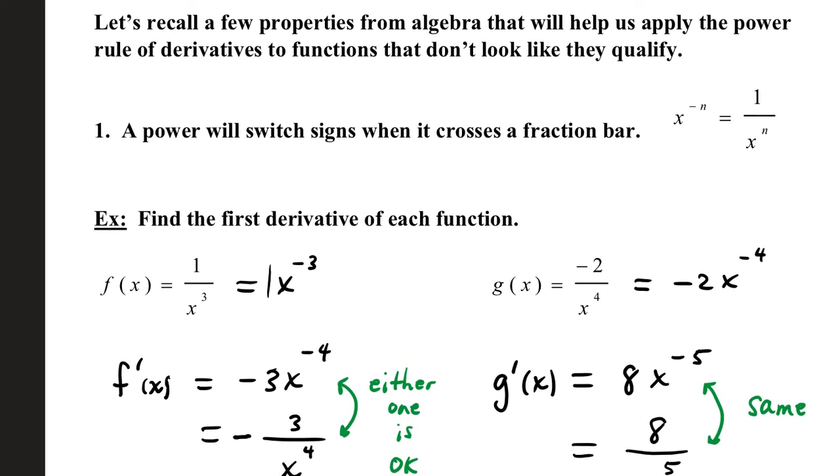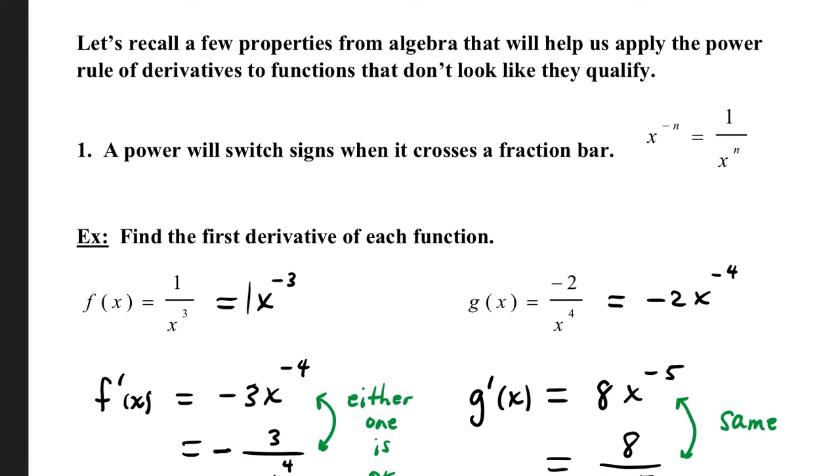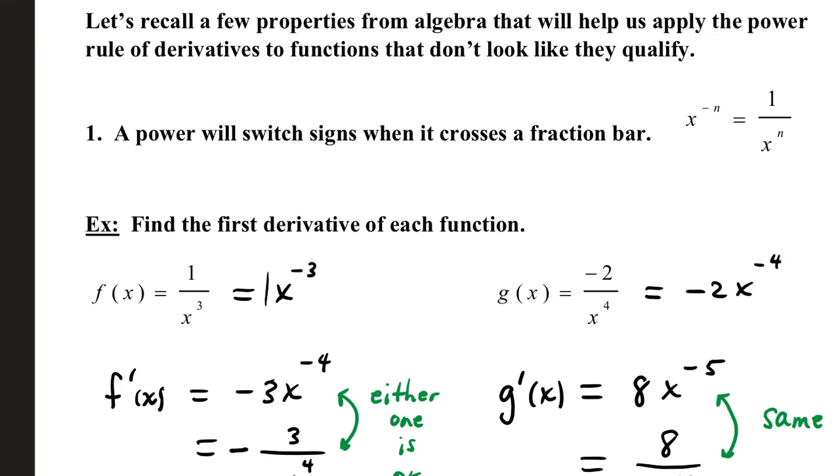Now, sometimes we're going to run into functions that don't have the ax to the n build, and that's okay. We're going to learn to adjust for that. Let's recall a few properties from algebra that will help us apply the power rule of derivatives to functions that don't look like they qualify. Our first one, power will switch signs when it crosses a fraction bar. If you have a fraction with a variable term and you cross this fraction bar, it's a legal move, but your power has to change sign. How do we apply that to derivatives? Let's look at this example.